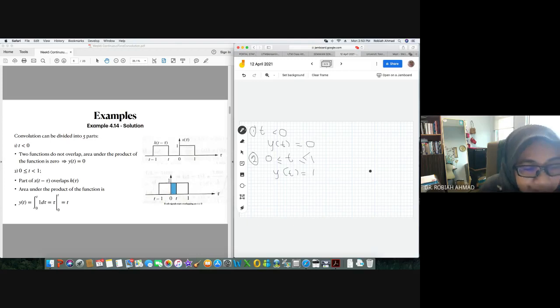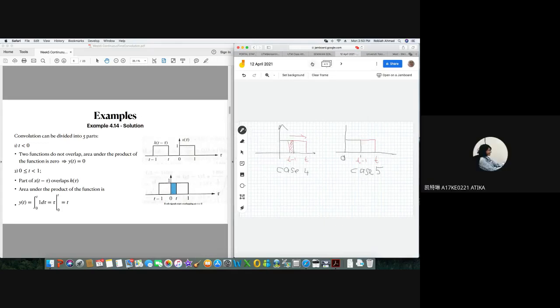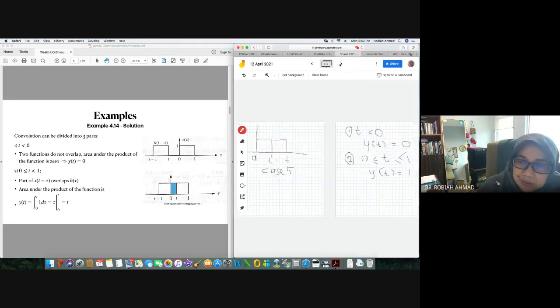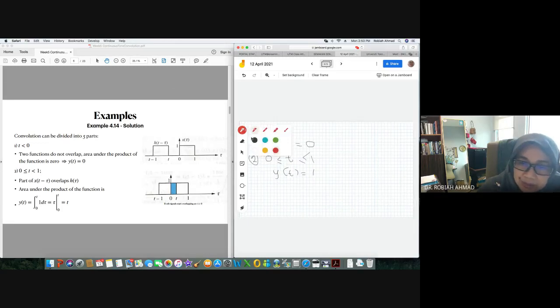For example, kenapa limit dia 0 to T ke apa ke? Okay, Doktor. Okay, so kalau nak tahu limit tu kita tengok kat sini lah. Because the overlapping here is between T to 0. Kalau kat sini dia tak overlap, so kita tak boleh kira ni. Kita kira bila dia overlap. Bila dia tak overlap, maknanya dia signal ni time dengan 0, dia akan dapat 0 kan. So this is dia punya limit lah between T to 0. So this is for case 2 kan. Okay, so if you understand for case 2, now we look at case 3.